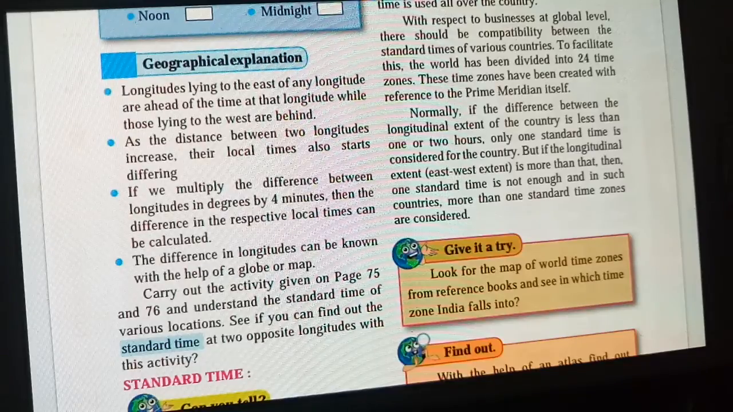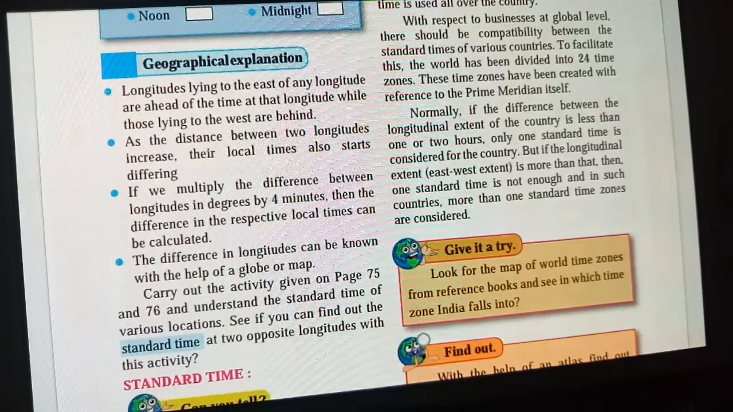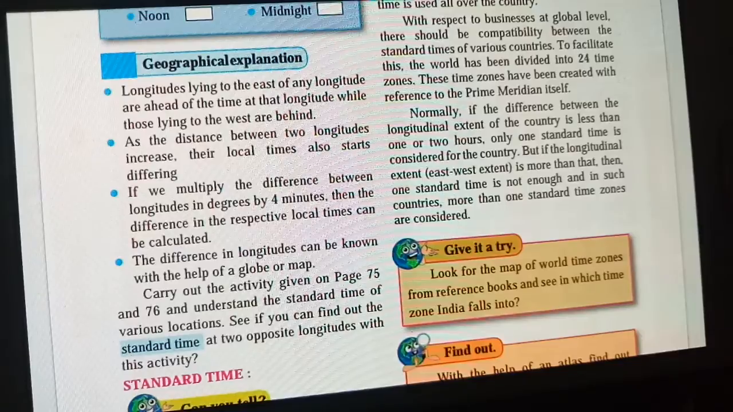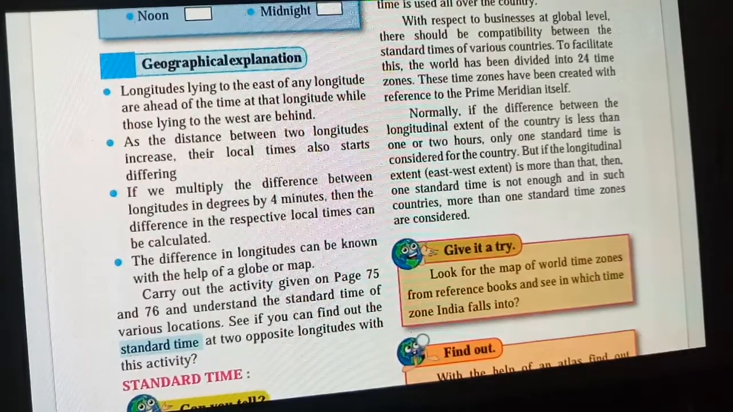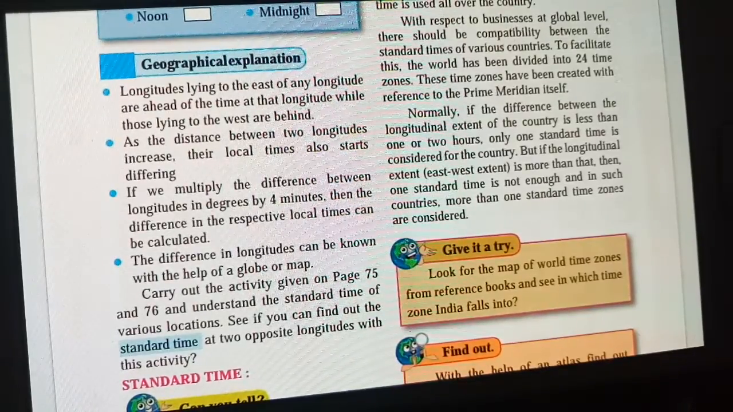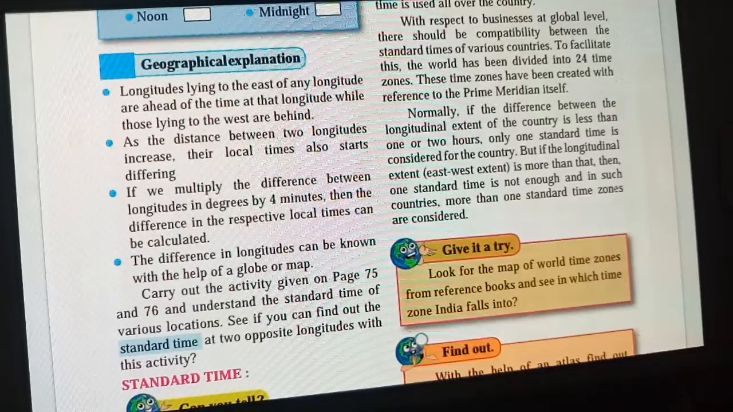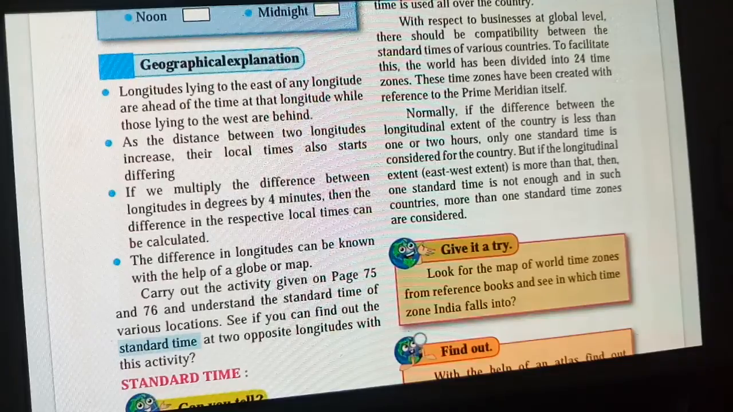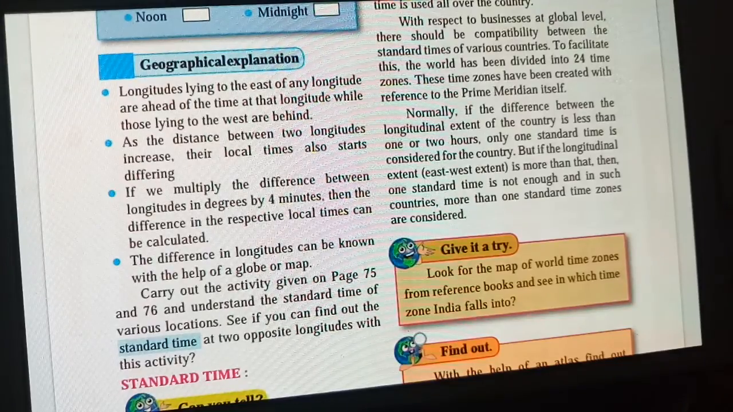If we multiply the difference between longitudes in degrees by 4 minutes, then the difference in the respective local times can be calculated. So when we solve problems on this timing, we have to use this 4 minutes per degree of longitude in our problem solving. Then the differences in the respective local times can be calculated. The difference in longitudes can be known with the help of a globe or a map.